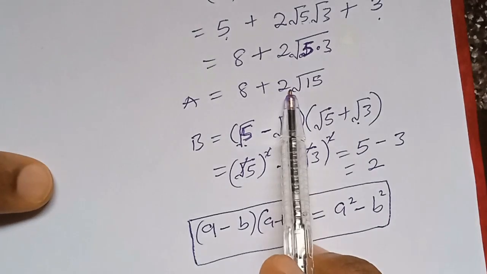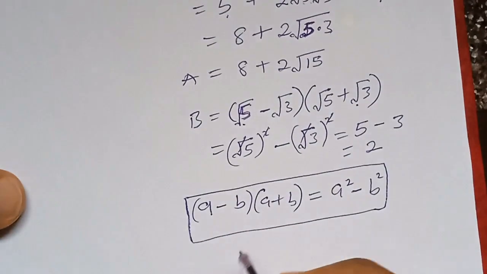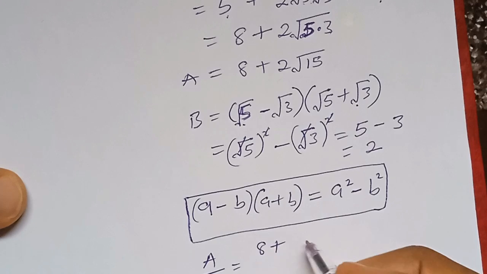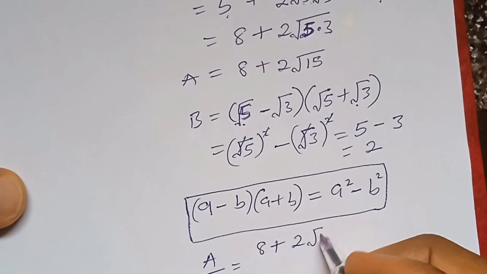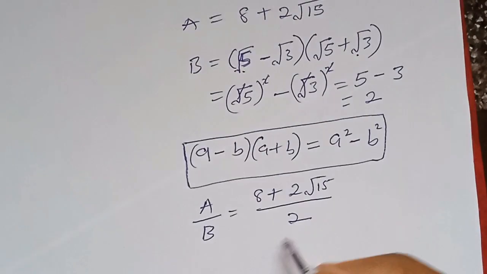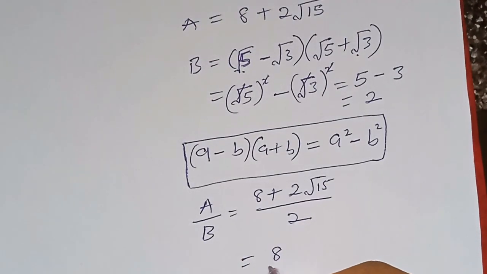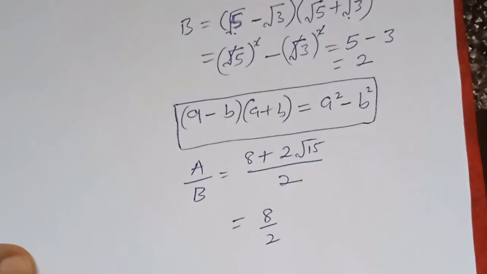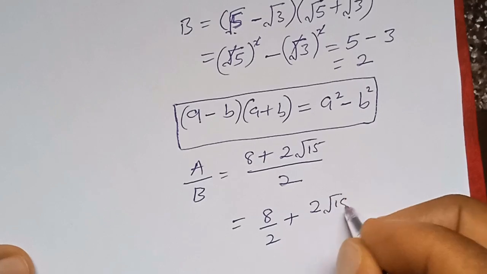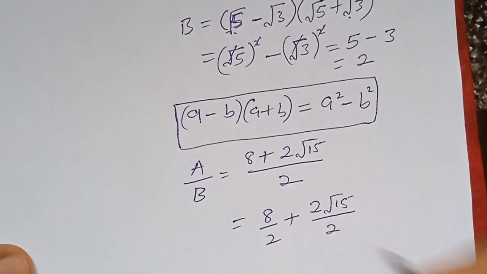Then we return it back because we know that A is over B. That will then give us 8 plus 2 square root of 15 over 2. We can split this. We have 8 over 2 plus 2 square root of 15 over 2.